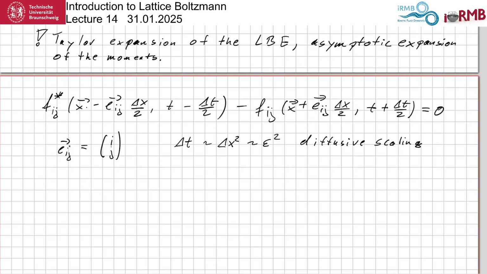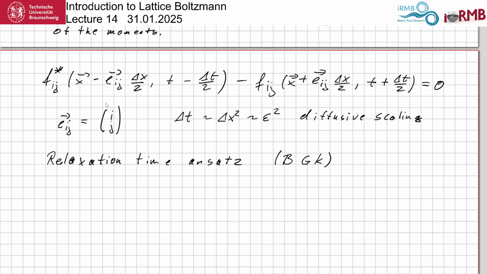So, and on top of this, we have a relaxation Ansatz, or relaxation time Ansatz. And for simplicity, we'll start with BGK, meaning that the moment M_AB after collision is the moment before collision plus omega, the collision frequency, times M_AB in equilibrium. So equilibrium is a design parameter.